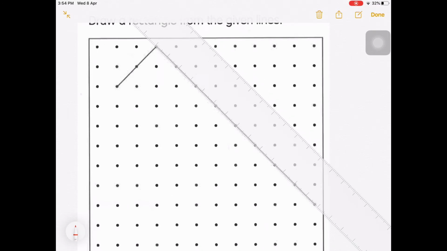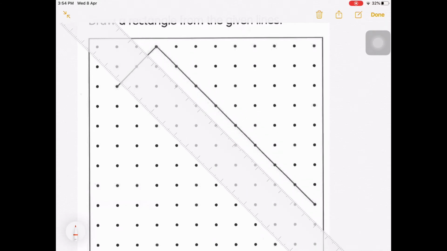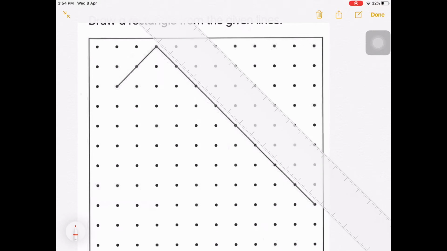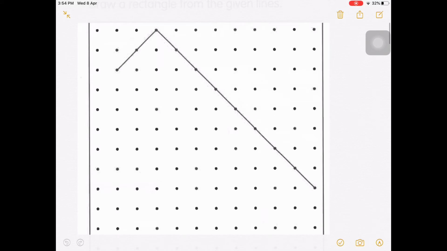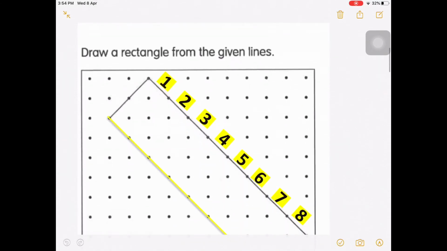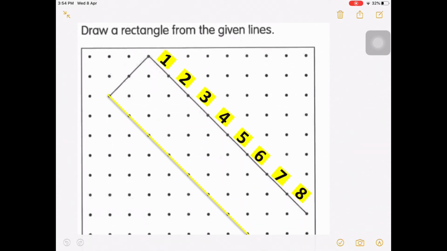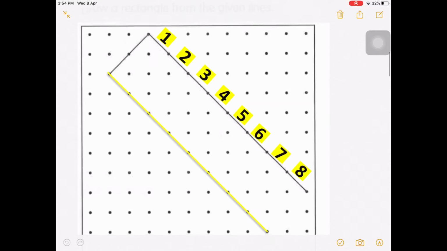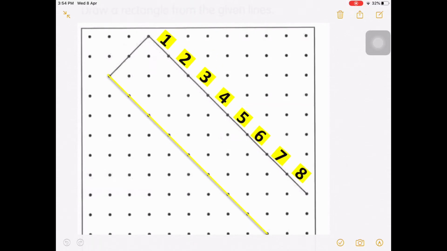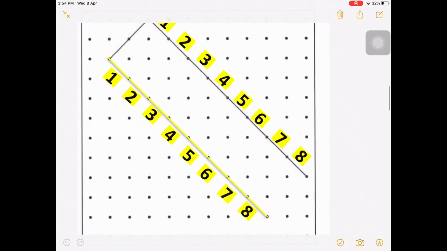And we shift our ruler downwards. We will find the opposite side of this line. We count how many units long this line is using the dots. So we see that there is 8 units. So the opposite side of the rectangle should also be 8 units long.